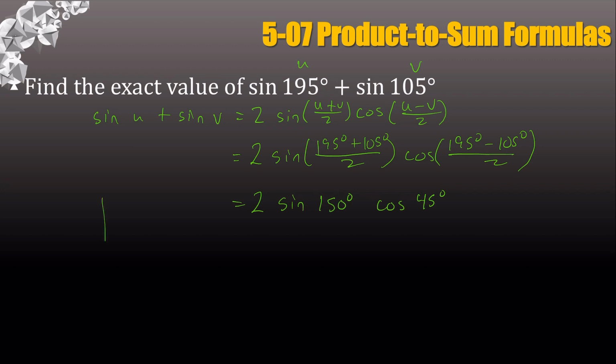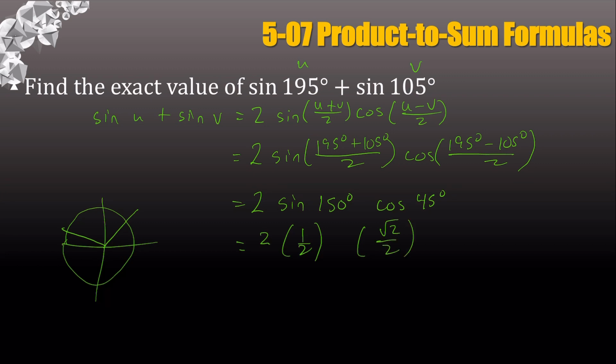So 150 is there. Sine is the y value, so that would be 1/2. 45 is there. Cosine is the x value, so that's square root of 2 over 2. So it looks like our answer is square root of 2 over 2 after we multiply everything together.